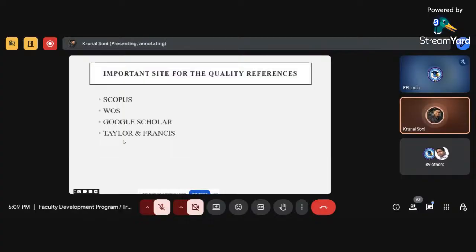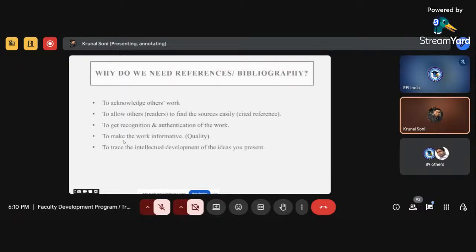So, important sites for references: you can always go to the SCImago website to get the citations. Web of Science portal, Google Scholar, you can always find good papers. Taylor and Francis papers, again, it is a part of Scopus only, but you can always refer to their portals to get the references. Apart from that, if you are looking for peer reviewed journals, you can refer to ResearchGate, you can refer to academia.edu. These are the important portals that you can always refer to for receiving good quality references for our own part.